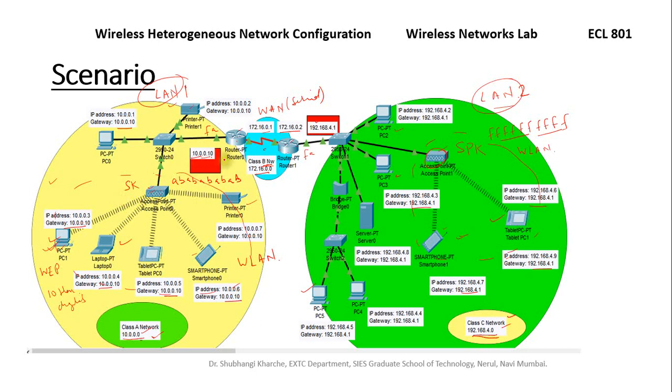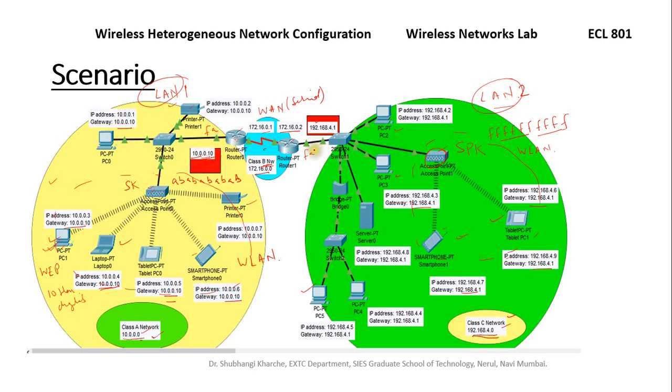Now each of these devices on the LAN 1 will be configured with an IP address with a gateway IP address as 10.0.0.10, because the fast Ethernet interface of router 0 will be configured with 10.0.0.10. So each of the devices belonging to LAN 1 will have the gateway IP address same as the IP address which will be set on the fast Ethernet interface of router 0.